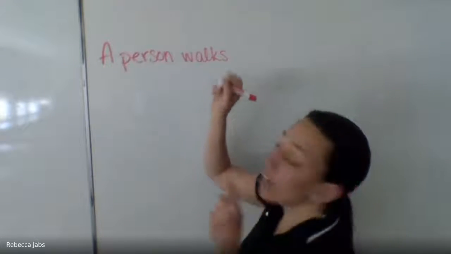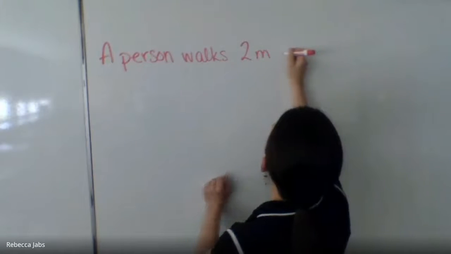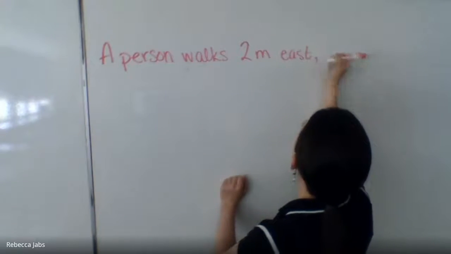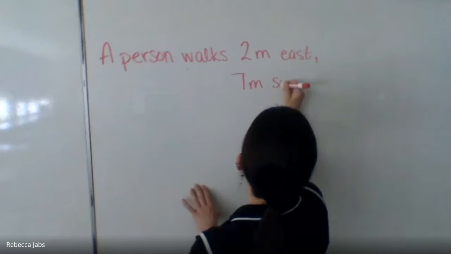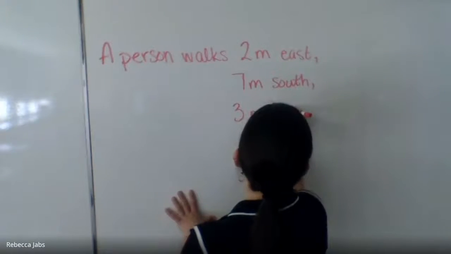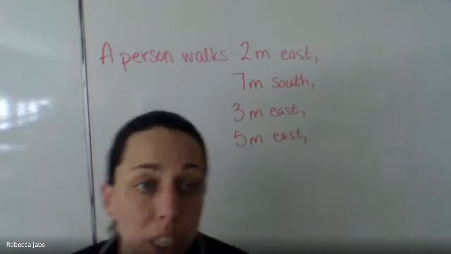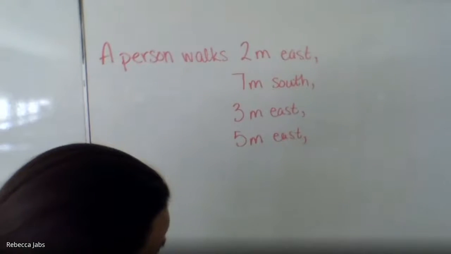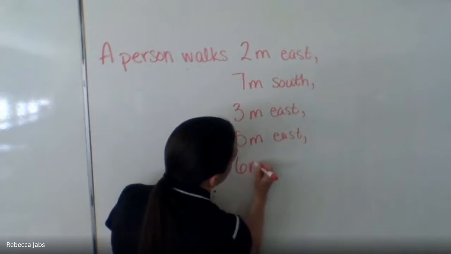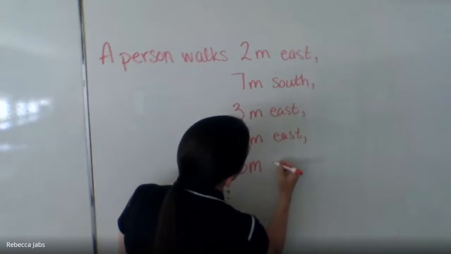2. Give me a number. All right. Trinity, I heard 2. Is that correct? Yeah. 2 meters east. Leah, 7. 7 meters south. 3. 3 meters east. 5. 5 meters east. One more person, please. I think Aaliyah said 6. Thank you. 6 meters south.